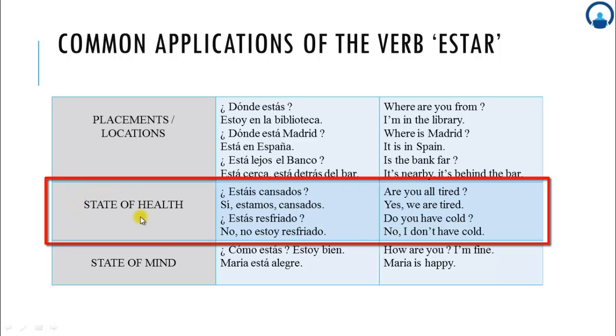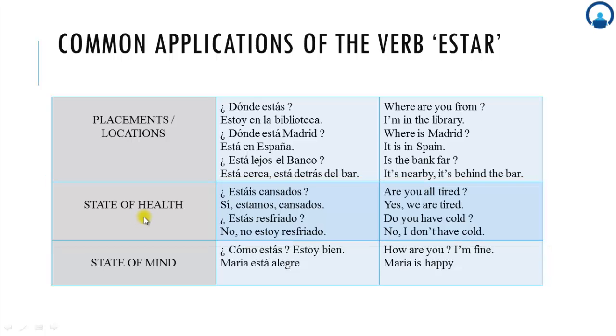State of health, that obviously is going to be variable. It cannot be continuous, it cannot be the same for a longer period of time. ¿Estáis cansados? Are you all tired? Sí, estamos cansados. Yes, we are tired. ¿Estás resfriado? Do you have a cold? Resfriado means cold. No, no estoy resfriado. No, I don't have a cold.